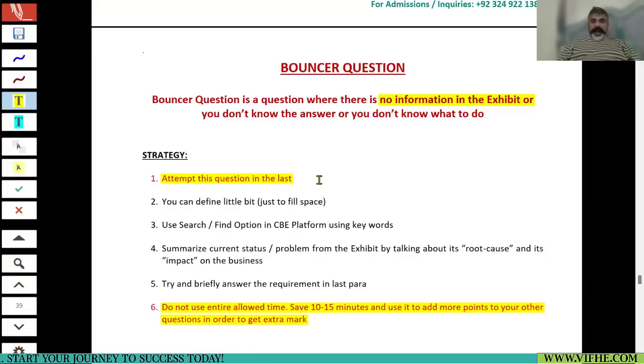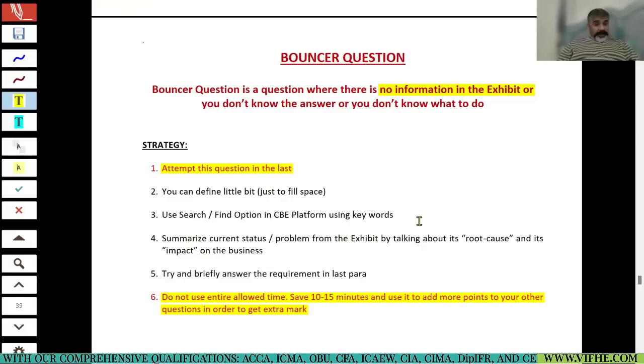We have to attempt it in the last. We will just try to talk high level, a few points, trying to use background pre-seen information, but we will not consume the entire time. We will just wrap it up quickly. Maybe a short answer, incomplete answer, that's fine. And then I will save some time, go back to my easier questions and add more points which have guaranteed marks. Again, it is easier said than done.